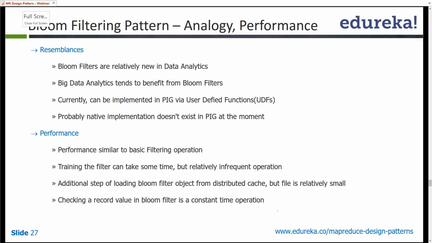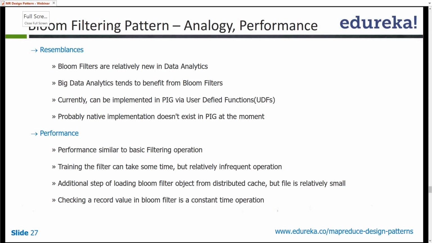I'm not sure whether there's a native implementation of Bloom filters in Pig at the moment, but it can be implemented in Pig via user-defined functions. As far as performance of Bloom filters is concerned, it's very similar to a basic filtering operation. Training the filter, of course, can take some time, but that's relatively infrequent.